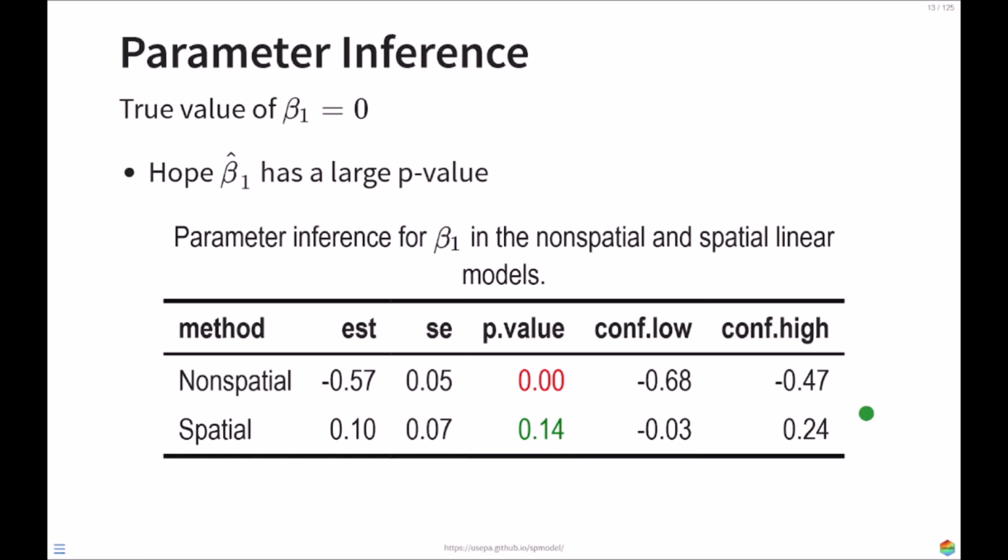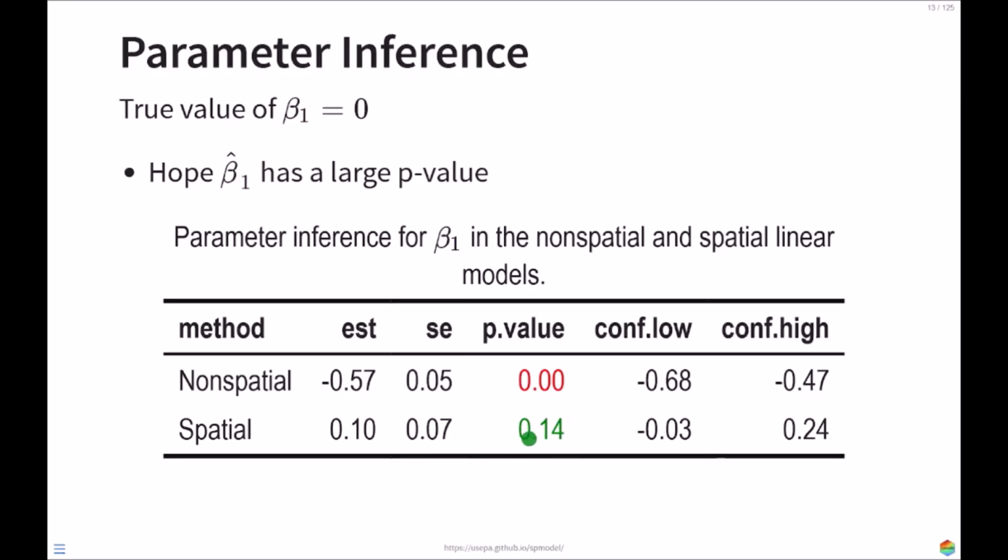In the table, I have parameter inference for beta 1 in these models: the estimate of beta 1 as well as standard errors, p-values, and confidence intervals. Importantly, for the non-spatial model that assumes independence, we have a really small p-value, which is not good. This is the wrong decision. We see that the true value of 0 is well outside this confidence interval that goes from minus 0.68 to minus 0.47. For the spatial model, however, our p-value is much more reasonable, and the true value of beta 1 being 0 is in this 95% confidence interval.